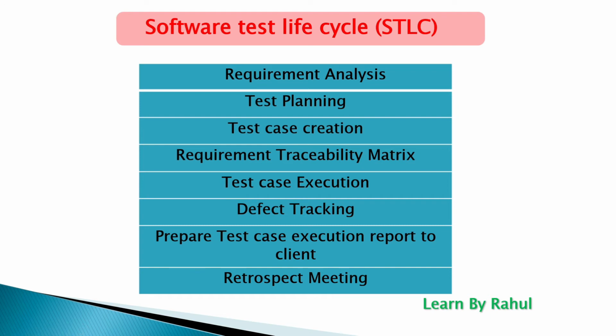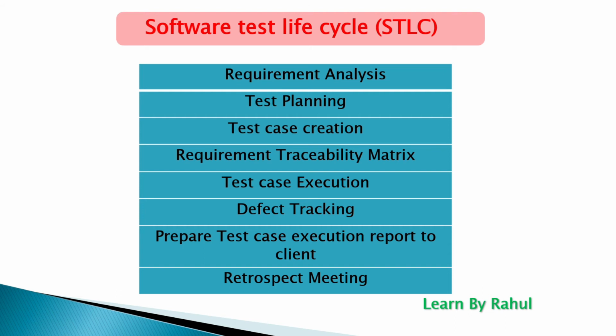Then we move on to the requirement traceability matrix. The requirement traceability matrix is nothing but where we map all the requirements of the customer to the test cases. Whatever test cases we create, we map to the BRD documentation, or we can say the requirements of the customer. We also cover the technical requirements of the customer in the traceability matrix, right?